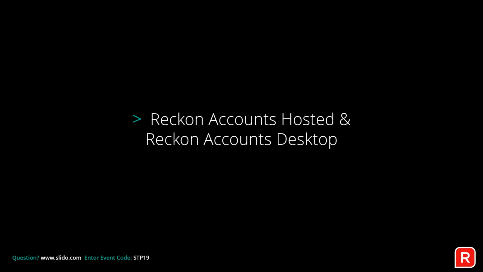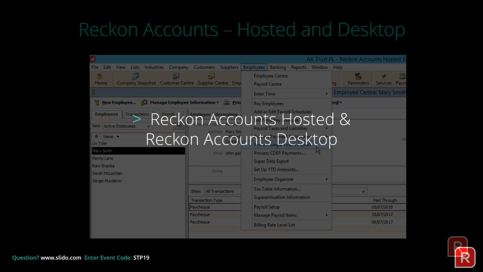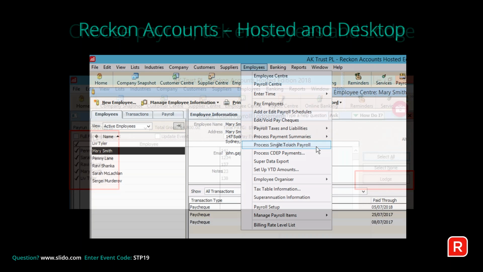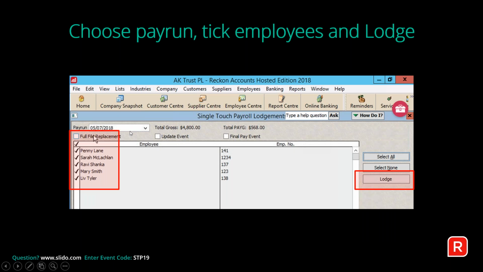So I'll go through Reckon Accounts Hosted and Reckon Accounts Desktop first. Basically, to process STP within Reckon Accounts, you go to Employees and then Process STP. You can choose which pay run and then tick the employees that are included, or you can just say select all and then lodge as well.